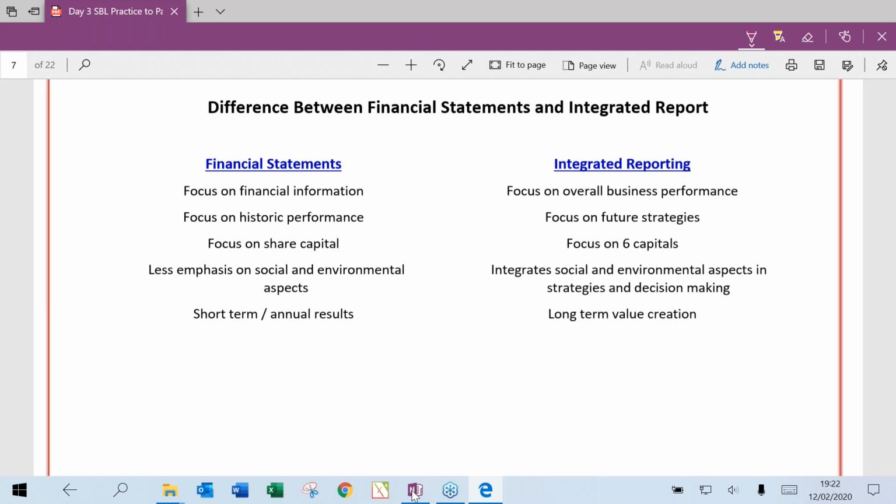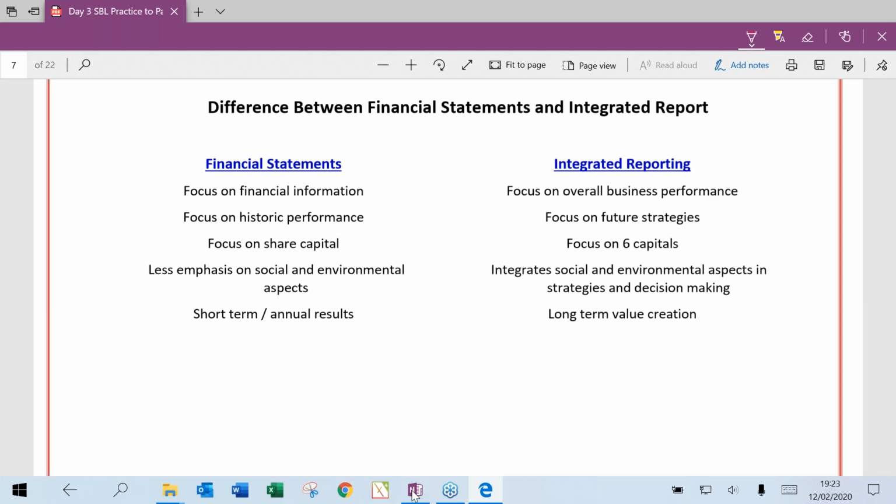Financial statement focuses on historic performance, whereas integrated report focuses on future strategies. A financial statement focuses on share capital, retained earnings, reserves, okay? Whereas integrated report focuses on six capitals. In a financial statement, there is less emphasis on social and environmental aspects, whereas an integrated report focuses on social and environmental aspects of the organization as well.